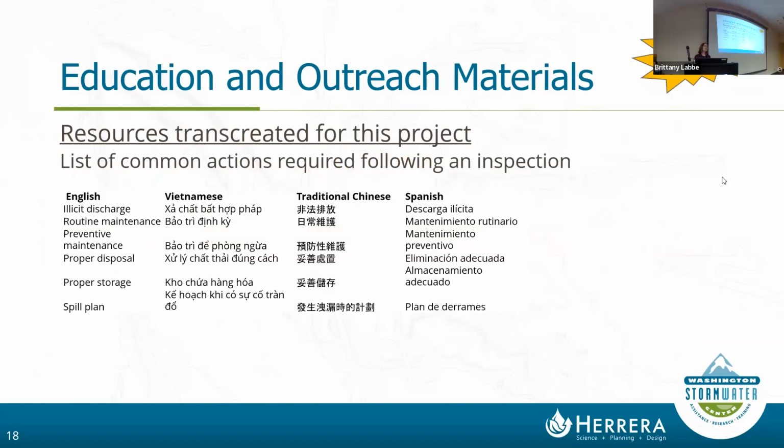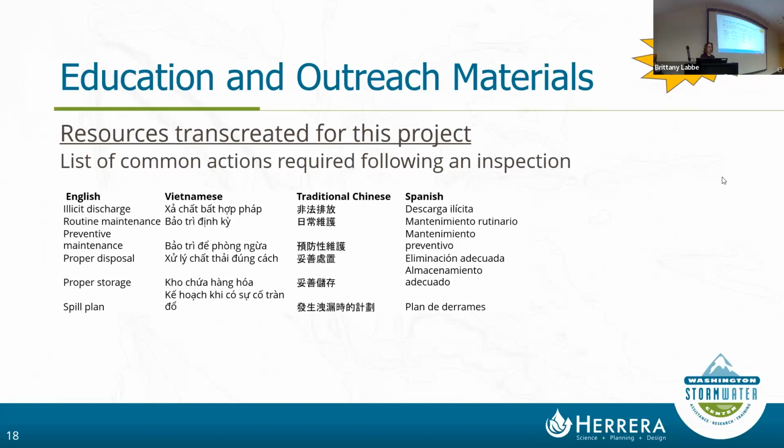The other thing that we found in talking to other inspectors for this project was how to relay to those where English is not their first language what you're asking them to do. So we had the list of actions in the inspection form that you possibly would be asking them to do. And those actions are translated to Vietnamese, traditional Chinese, and Spanish. So you can communicate with them if the written word is a better communication tool than verbally or using a lot of hand gestures.